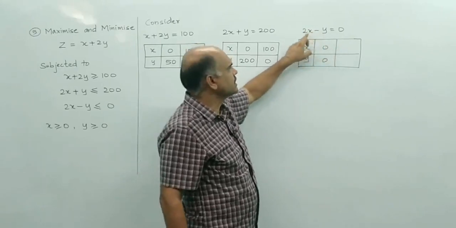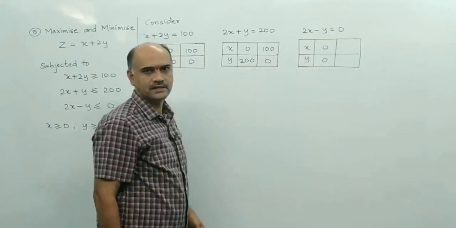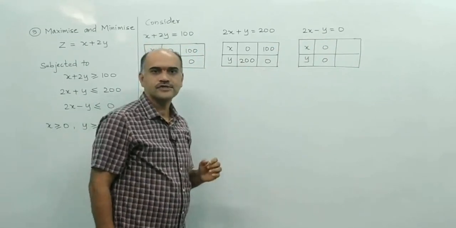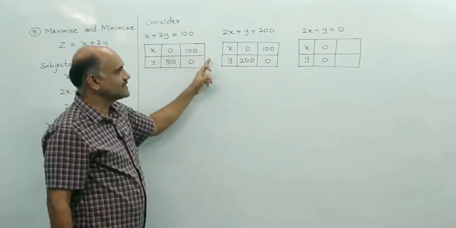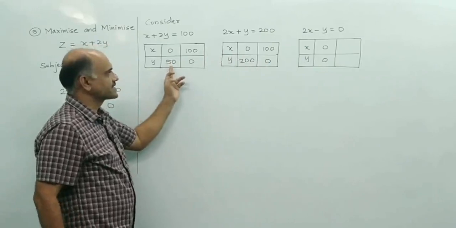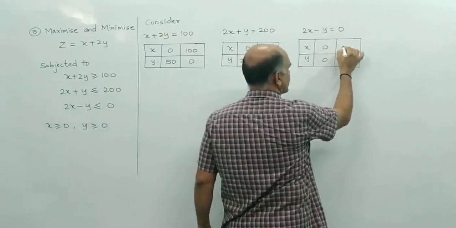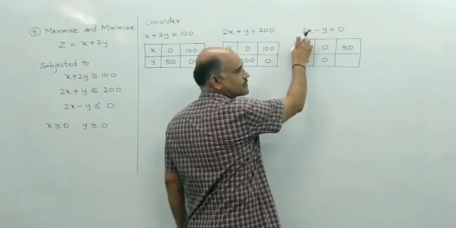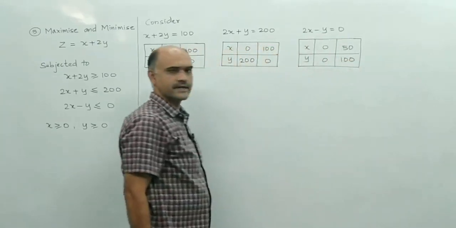For another point, you take any x value you want, and you will get y. To make it easy, take values among the values you have already got, then solving and drawing the graph will also be easy. You can take x as 50 or x as 100, whichever. So if I take x is equal to 50, then 2 into 50 is 100, so you will get y is equal to 100.